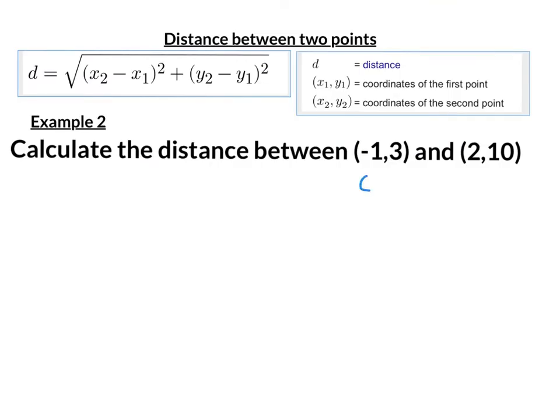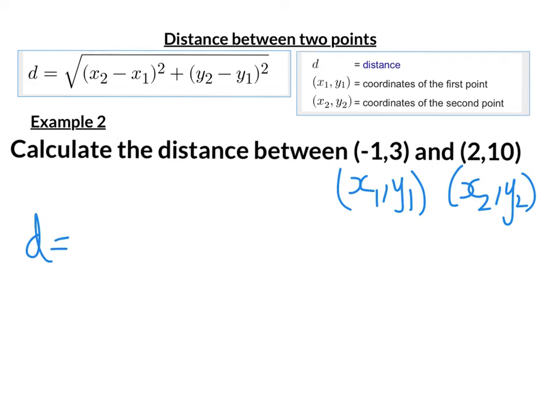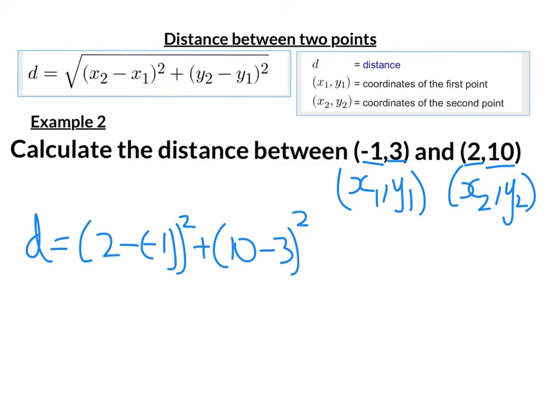So as with the first one, I'm just going to write x1, y1, and x2, y2 to help with identifying the correct number. Let's start subbing them into my equation. So I've got 2, subtract negative 1, better put that in a bracket, squared, and now I have to add that to y2, take away y1, and square root the whole thing.